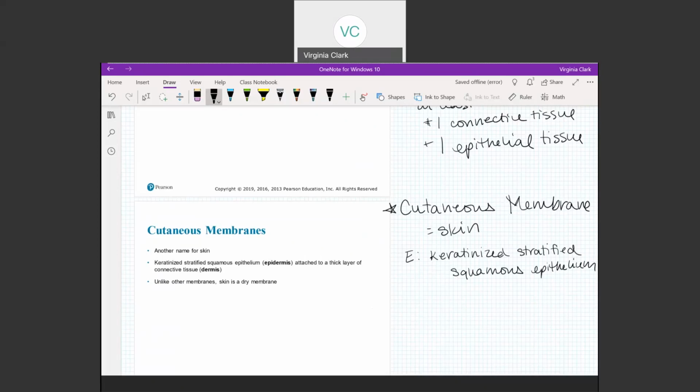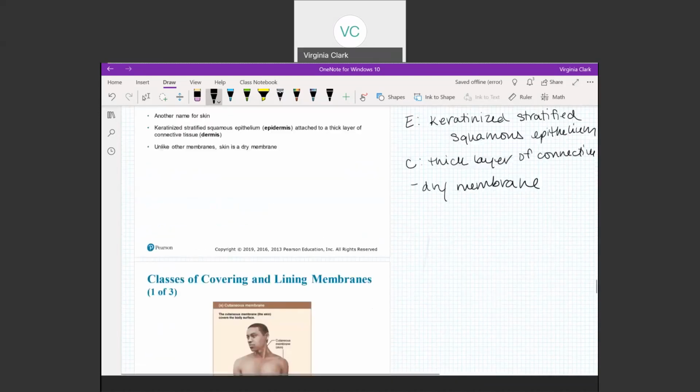We haven't talked about the keratinized yet, but that will be covered in chapter 5. But that is the epithelial tissue, and underneath that epithelial tissue, it will have a thick layer of connective tissue, and that will be our dermis. So one will be our epidermis and one will be our dermis. So this is a dry membrane, meaning it's exposed to air. It is not going to have any kind of liquid that makes it up.